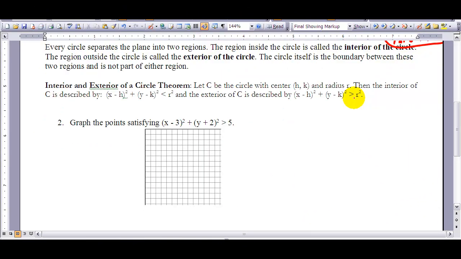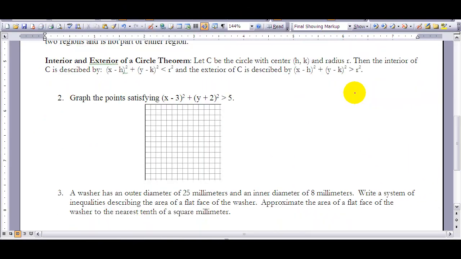So if we take a look at number 2 here, where it says graph the points that satisfy (x - 3)^2 + (y + 2)^2 > 5. So we're going to graph all the points that are outside the circle. So let's do that. I'm going to start by just graphing the center point, which is at (3, -2). And then my radius squared is equal to 5.